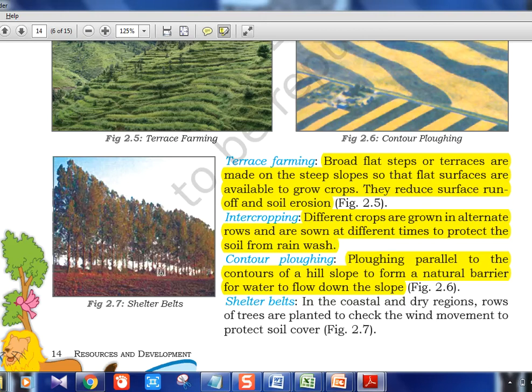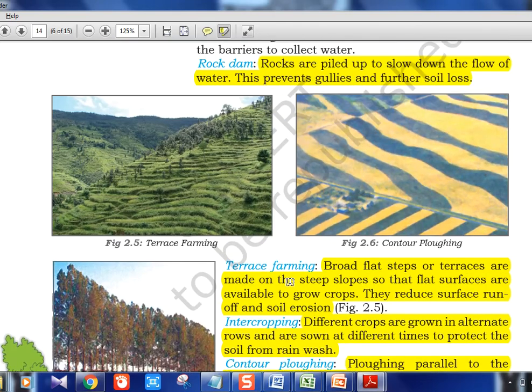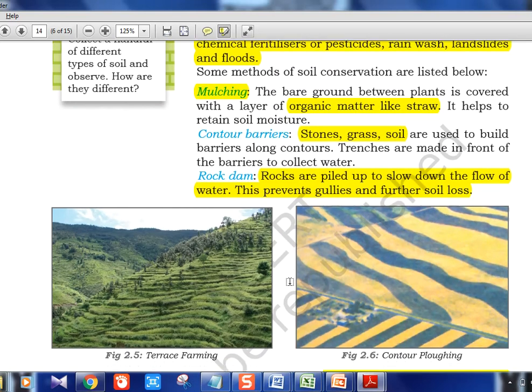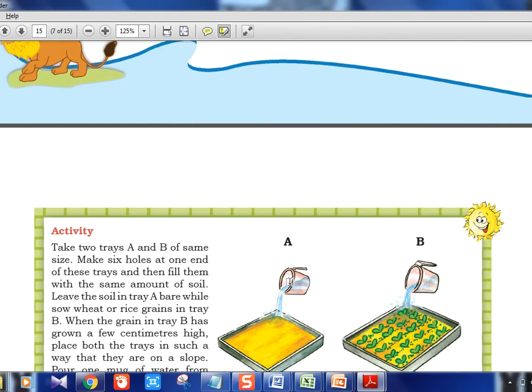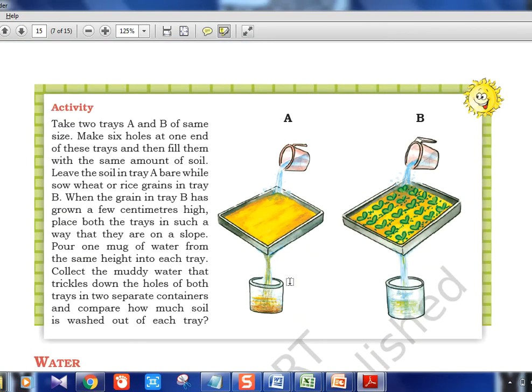This is shelter belt. What you see in the picture, along the border, you will grow trees. In coastal and dry regions where wind is more, rows of trees are planted to check the wind movement and protect the soil cover. This will block the winds which are coming. So these are very important things. Please make notes: shelter belt, contour plowing, intercropping, terrace farming. Then what we saw, mulching, contour barriers, and rock dams. So that was about soil.